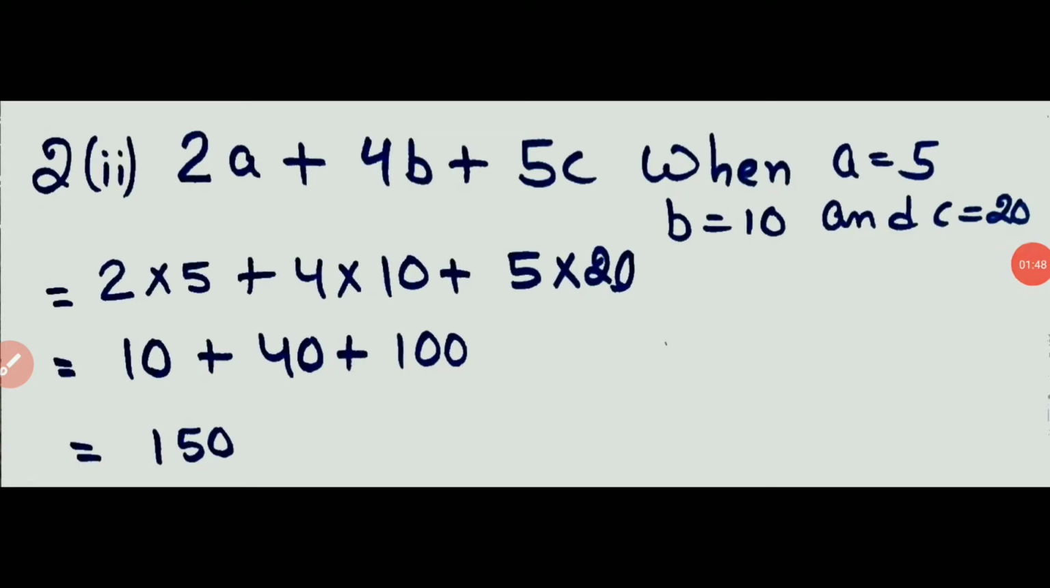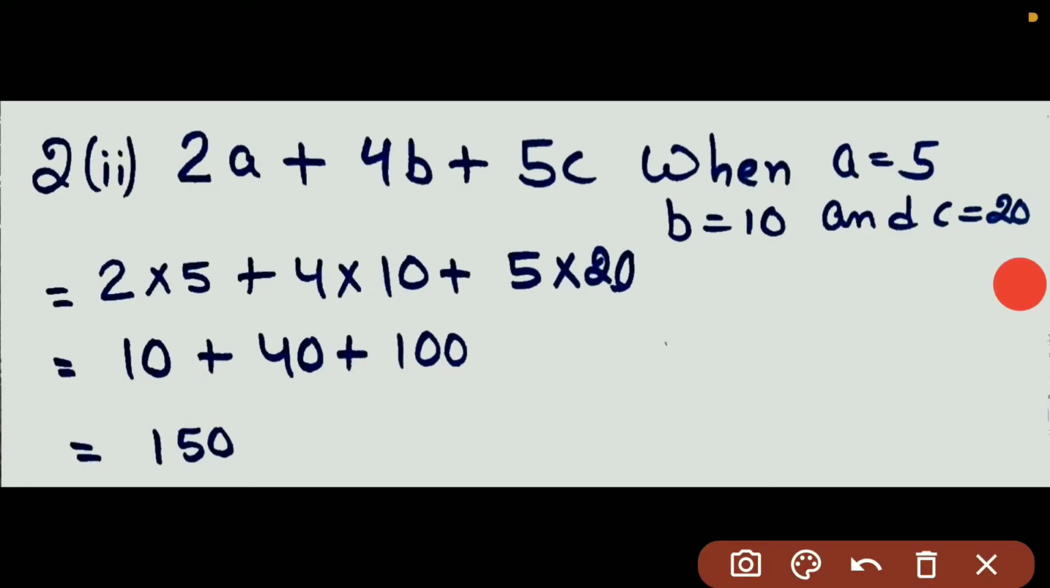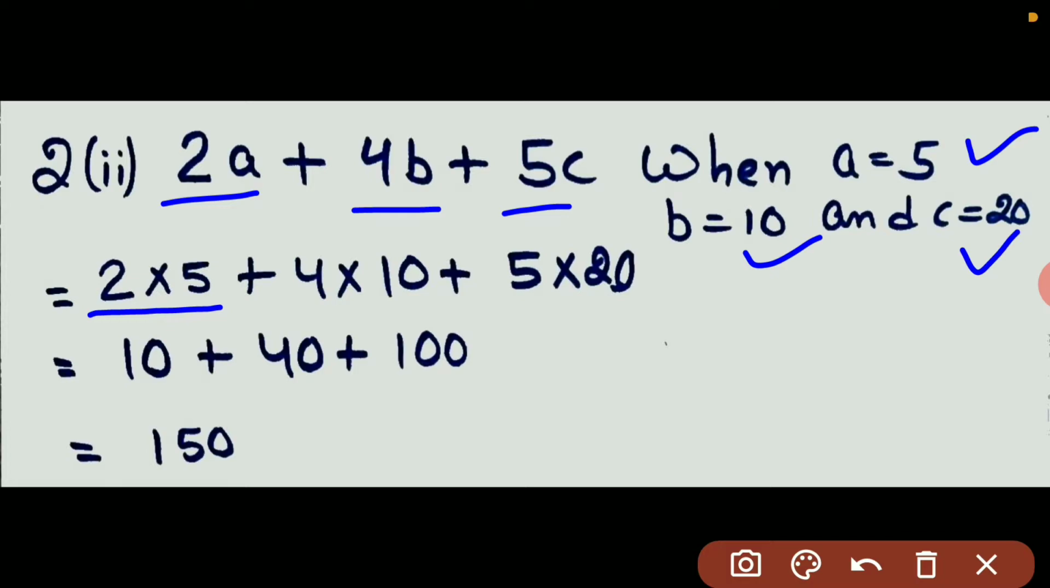Coming to question number 2. The question is 2a plus 4b plus 5c when a equals 5, b equals 10 and c equals 20. Now 2a means 2 into 5 because the value of a is 5, plus 4b means 4 into 10 because the value of b is 10, and plus comes here again. 5c means 5 into 20 because the value of c is 20. Now multiplying, we shall get 2 into 5 is 10, 4 into 10 is 40, 5 into 20 is 100, and further solving it, we shall get 150. So this is how we are supposed to do number 2.